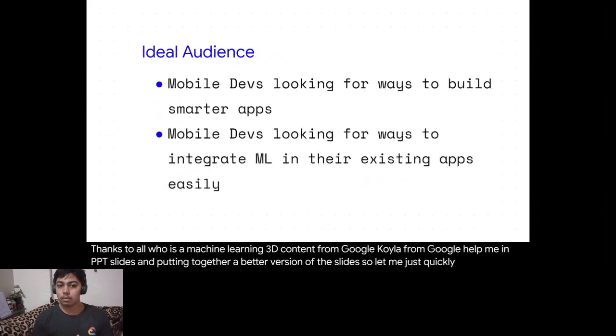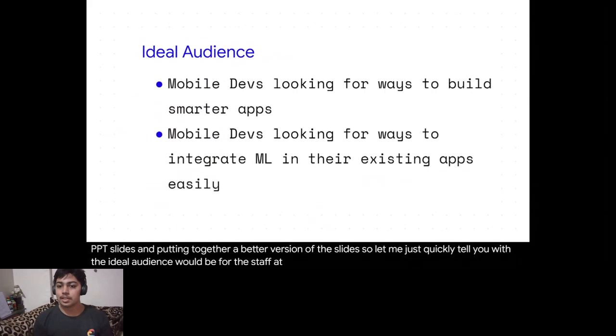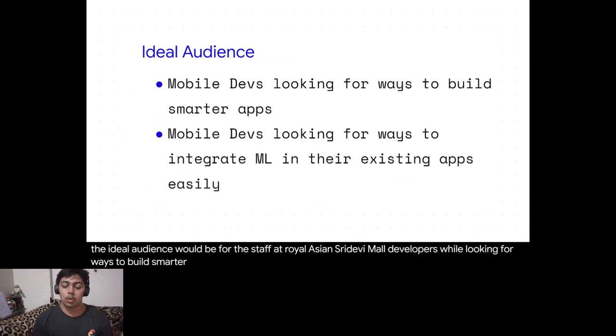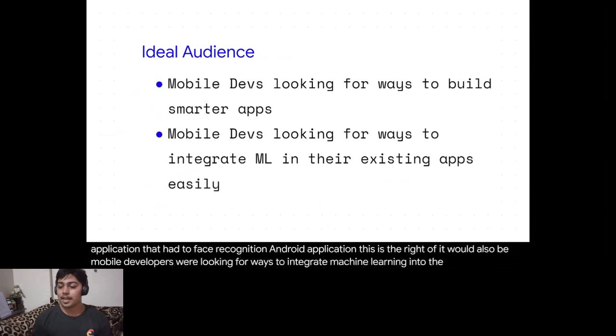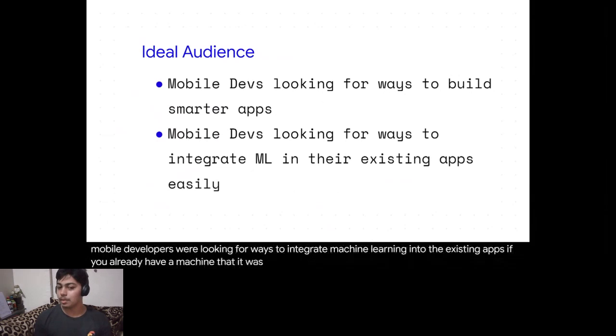So let me just quickly tell you who the ideal audience would be for this talk. It would essentially be mobile developers who are looking for ways to build smarter applications. So if you want to build an application which does, just as an example, there's a lot more you could do, but one of the most common examples, you want to make an application which could do face recognition or image classification in your Android application, this is the right talk you have come to. It would also be mobile developers who are looking for ways to integrate machine learning into their existing apps. So if you already have a machine learning team who has developed a model and you just want to integrate it in your Android app, this is again the right talk you have come to. We'll be discussing all of this.